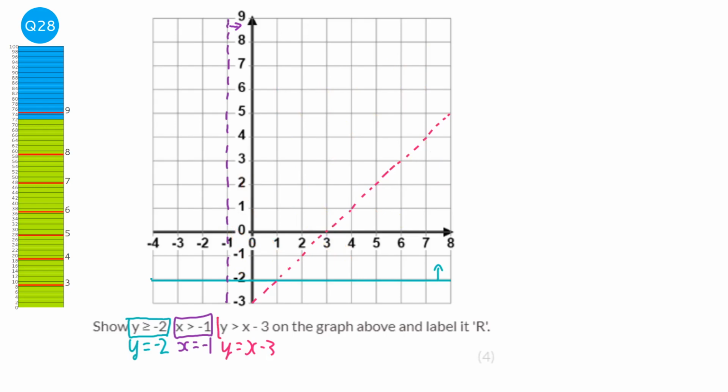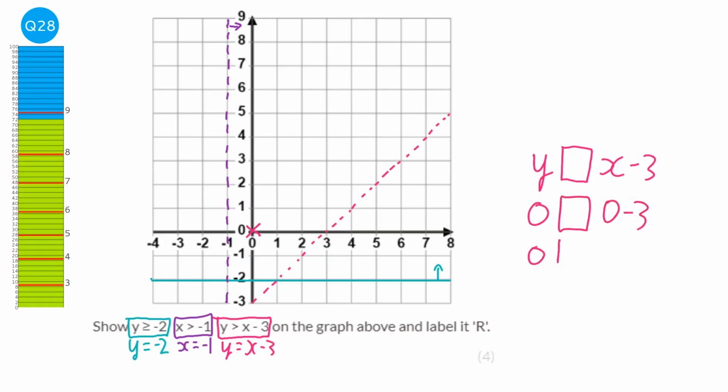And here we're given that y is greater than x minus 3. So what we do here is we pick a point. I'm going to pick a coordinate, and I'm going to pick 0, 0. 0, 0 is always my go-to one. Write out the equation, and I'm just going to put a box here. So x minus 3, and fill in the coordinates for 0, 0. So 0, blank, 0, minus 3, 0 take away 3 is minus 3. So what is 0 compared to minus 3? Well, 0 is greater than minus 3.